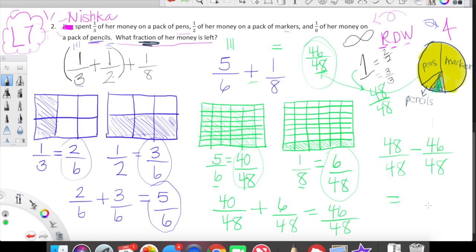Well, 48 minus 46 is 2. Our denominator is 48. I can simplify this into 1/24th, but please know that both of these fractions, 2/48 or 1/24th, is our final answer when we are asking what fraction of her money is left over.